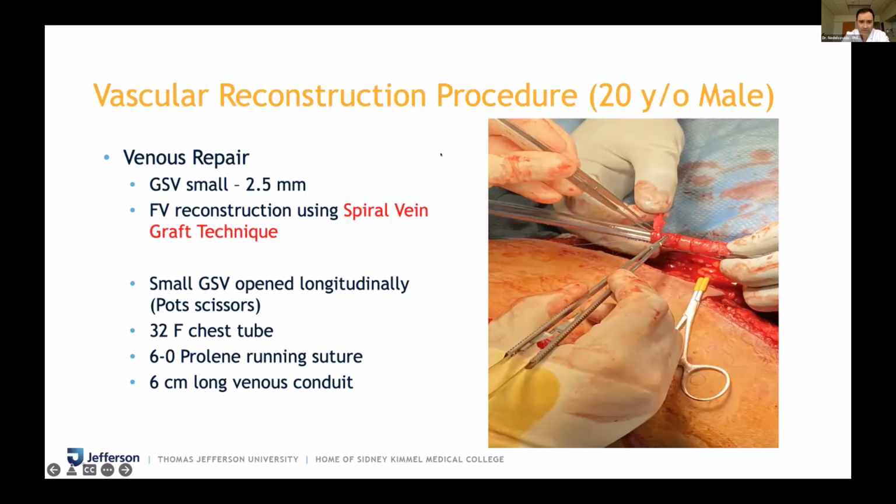Basically, because it was small, as I mentioned, over a 32 French chest tube, the greater saphenous vein from the ipsilateral leg was harvested, and it was already transected and injured from the area it was draining. So it was harvested, and then using 6-0 Prolene sutures, it was rolled up over the 30 French chest tube, and we were able to obtain a venous conduit that was probably more than 6 centimeters long.